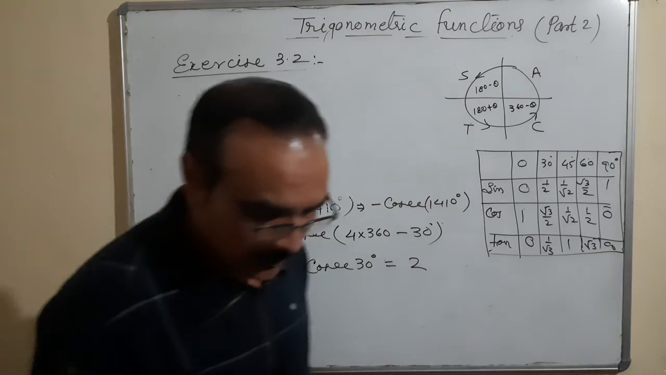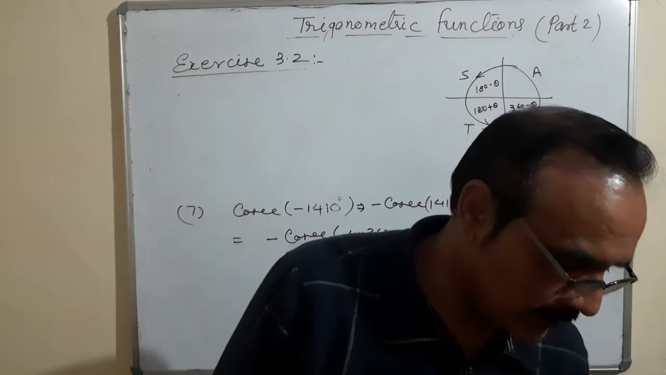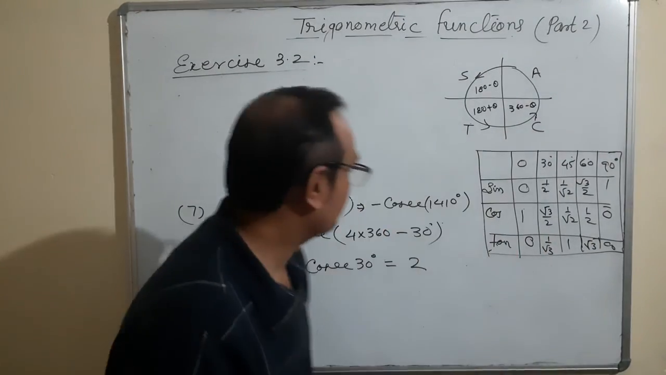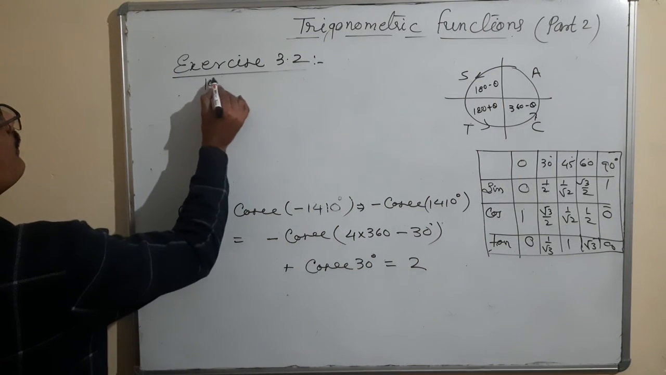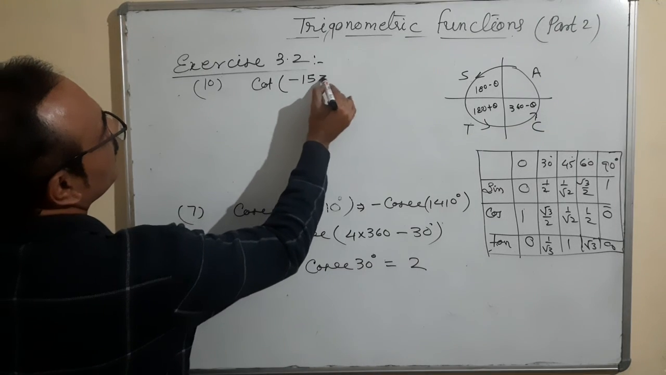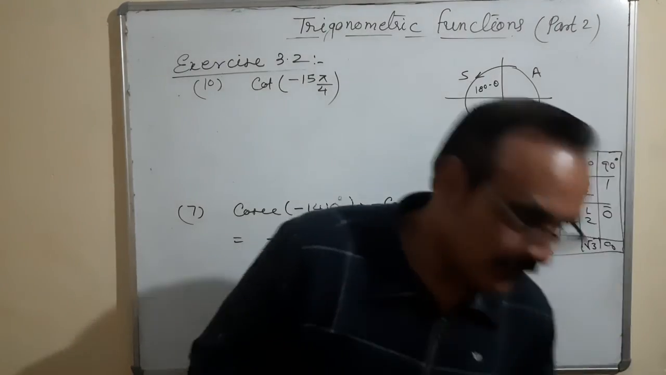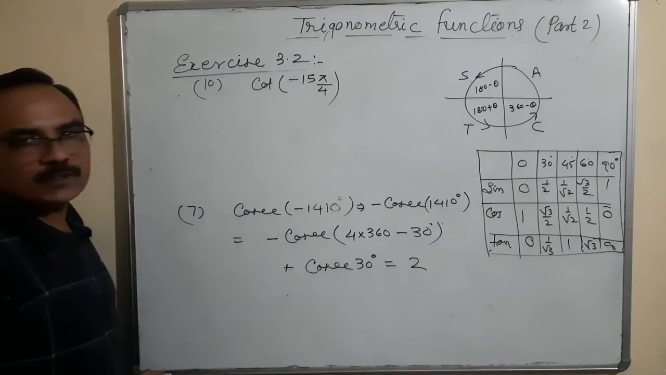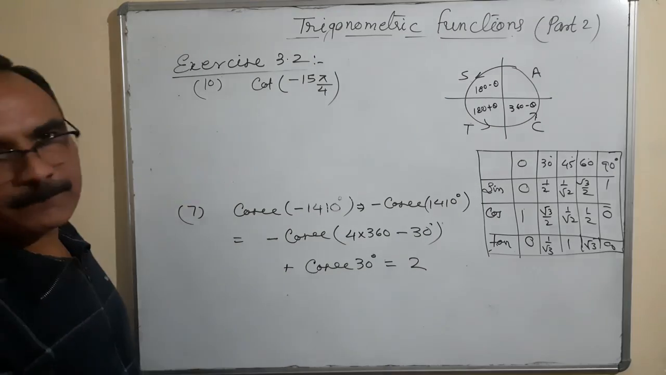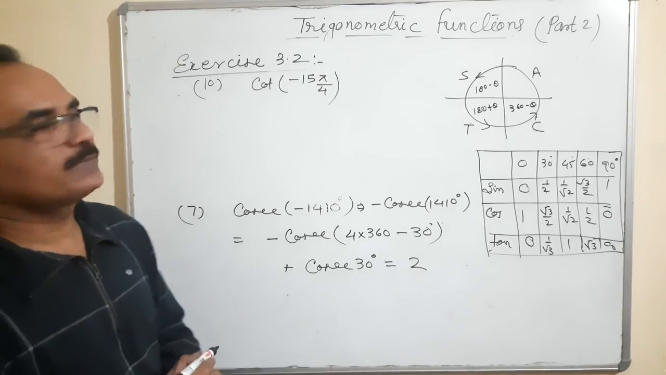One more question I am taking from this exercise. One value is given in the form of radian: cot of minus 15 pi by 4. Question number 10. Now don't be scared of the pi. Clear the position of pi. What is it? Pi by 4, that is 180 divided by 4, 45. Okay.